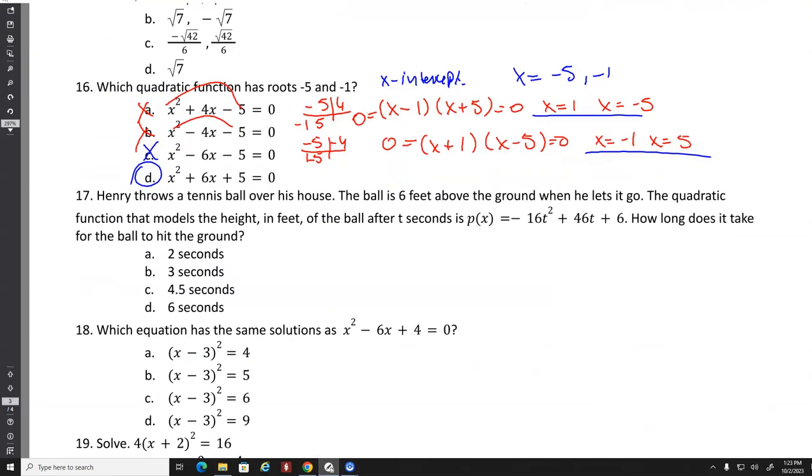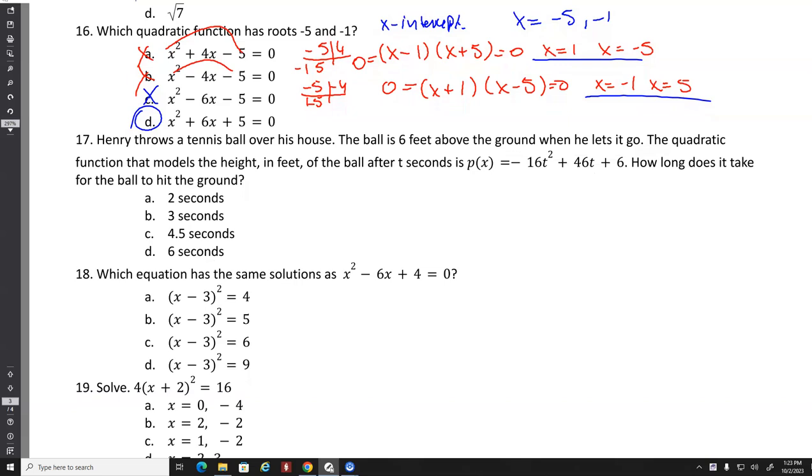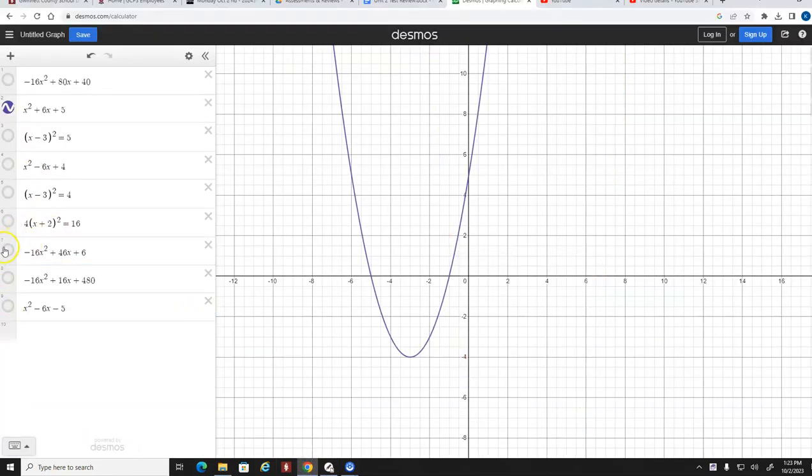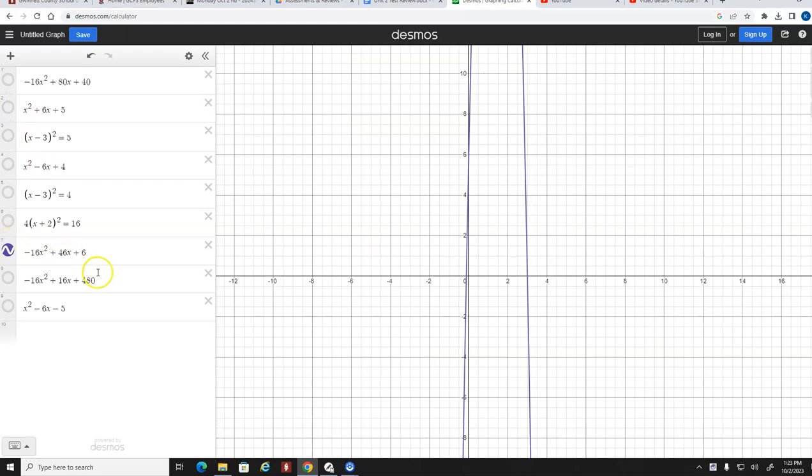Now for question 17. Where do we go? 17. Okay. Again, I'm going to take this. It talks about Henry throwing a tennis ball over his house. The ball is 6 feet above the ground when he lets it go. The quadratic function models this. Again, you can solve it if you would like, but I'm going to plug it into Desmos. So I plug it into Desmos, and it's this equation right here. It's -16x squared plus 46t plus 6.